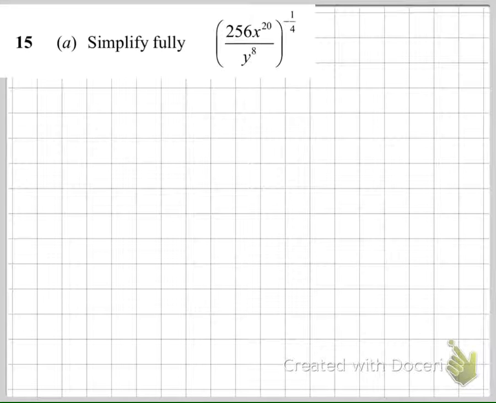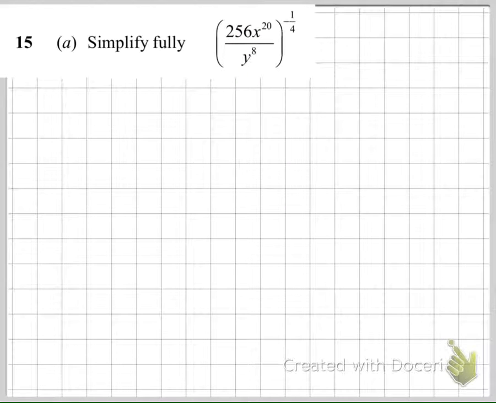This question requires you to know your laws of indices pretty much inside out. But if you know those, then this is an easy question. So when you're looking at a problem like this, the first thing to spot is the negative power. And to deal with a negative power, you take the reciprocal of the inside.